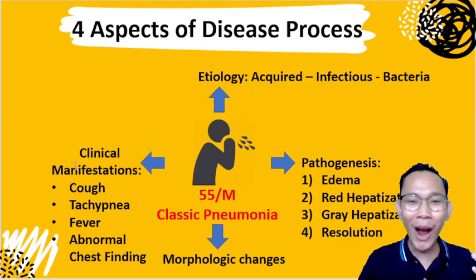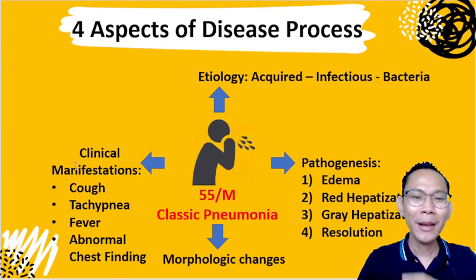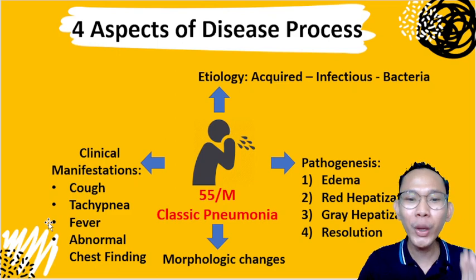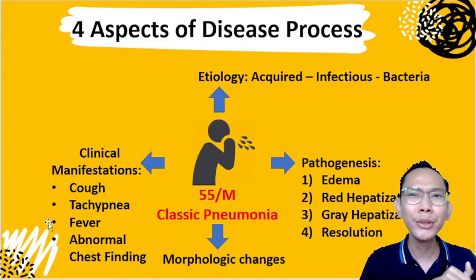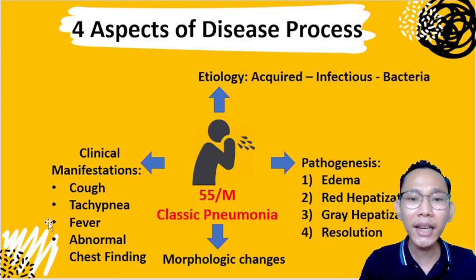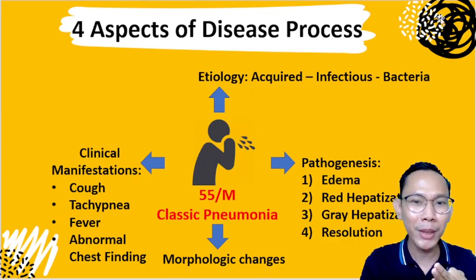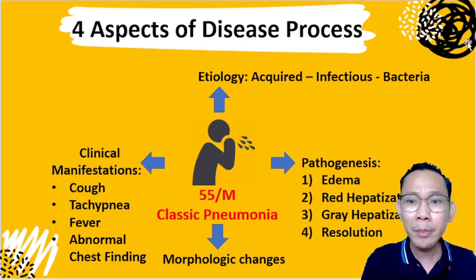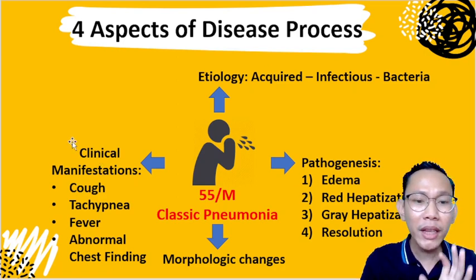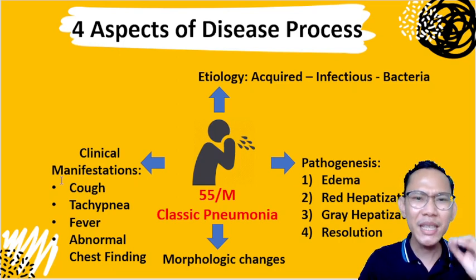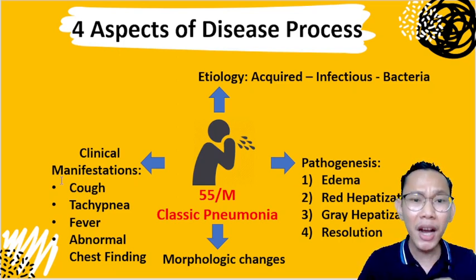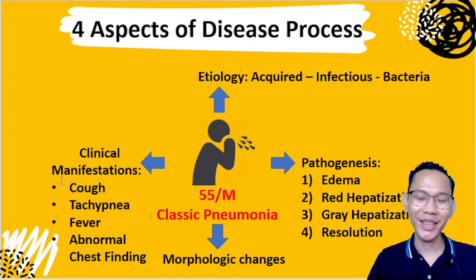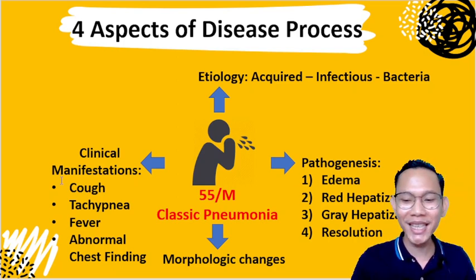You see guys, how beautiful pathology is. By just knowing the clinical manifestation, you will understand the disease process. Malalaman mo na anong nangyayari sa cells, malalaman mo na anong pathogenesis, and most importantly, ito ang pinaka-importante sa doctor, you will correctly manage the patient. You will be able to give the correct treatment to our patient. Remember, hindi lahat ng ubo caused by bacteria. That is why the different clinical manifestations of the patient are very helpful for us to correctly diagnose our patient. So that's the 4 aspects of disease process.